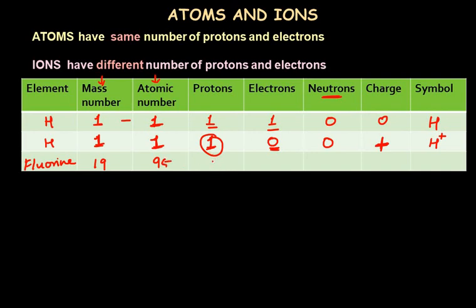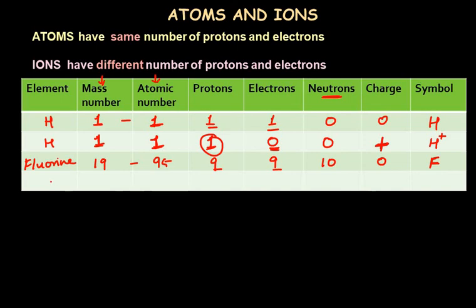The atomic number is 9, so the number of protons will also be 9, and the number of electrons will also be 9 in an atom. Now what about the number of neutrons? Subtract 19 minus 9, so the number of neutrons is 10. Now as the number of protons and electrons are the same, the overall charge is 0 and the symbol will be only F.